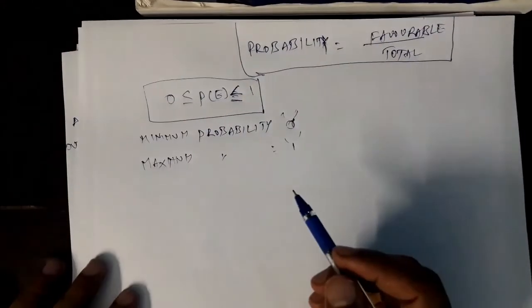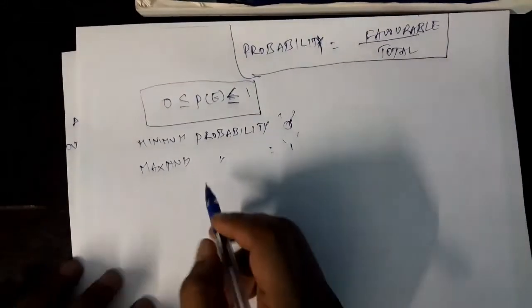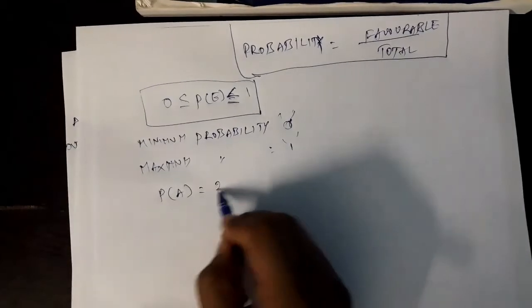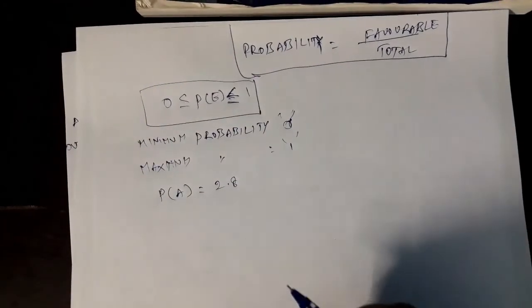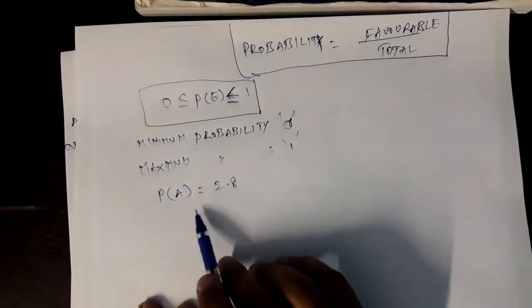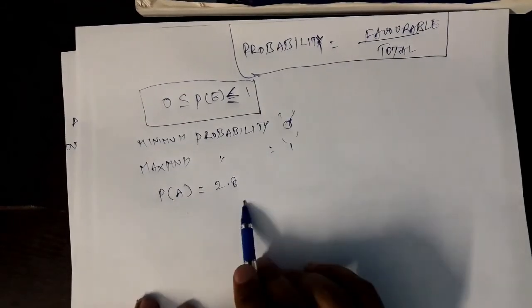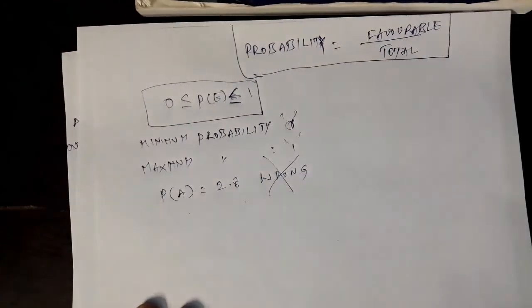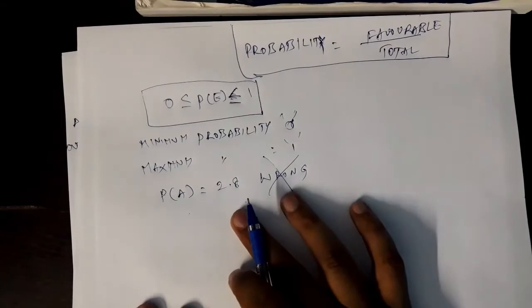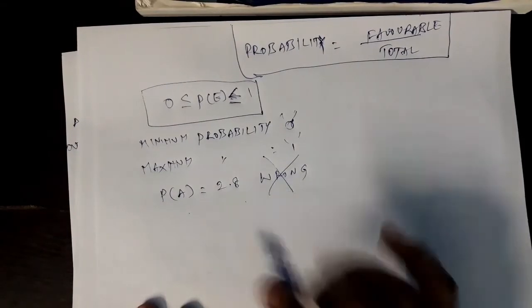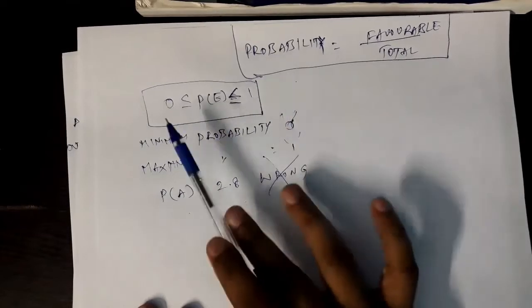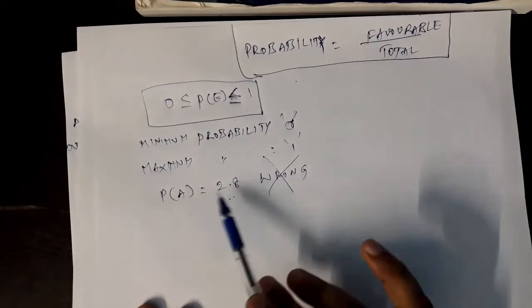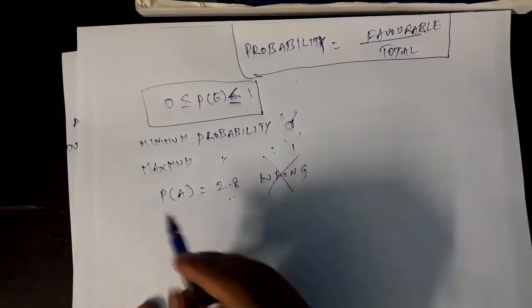less than 0. You tell me, if a statement is like this: probability of an event A is 2.8. I have given the statement. What can you say? This is wrong. Why wrong? Probability of any event cannot be greater than 1. Probability of any event cannot be less than 0. So 2.8 is greater than 1. That is not possible. So this statement is wrong.